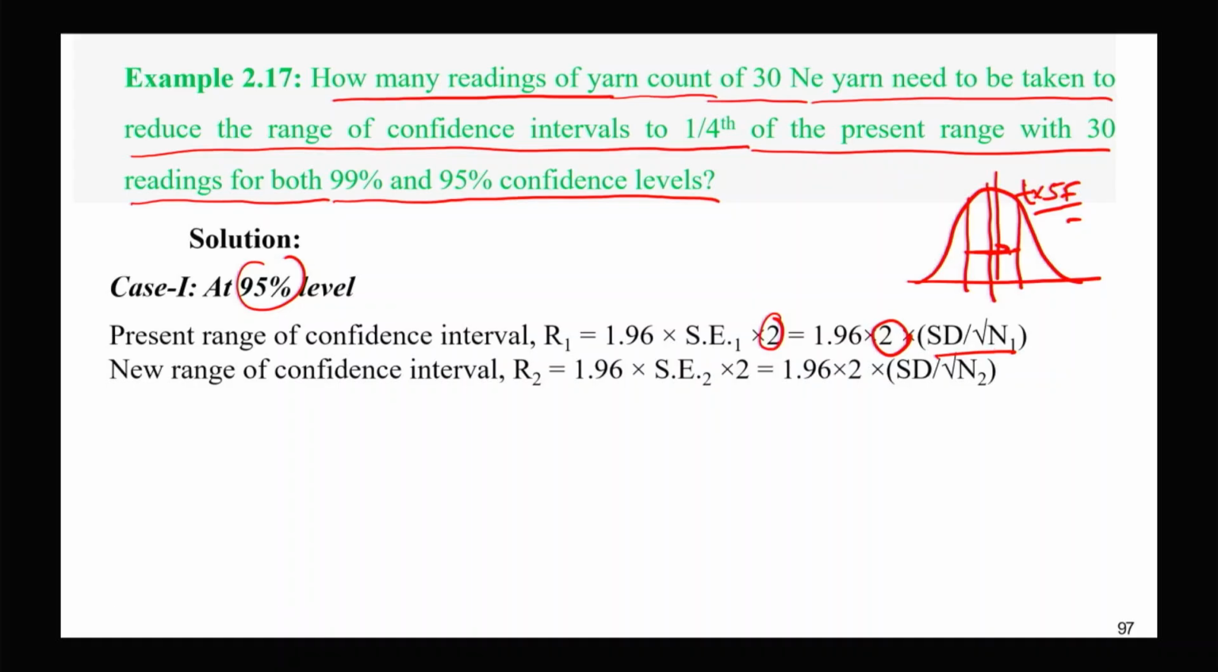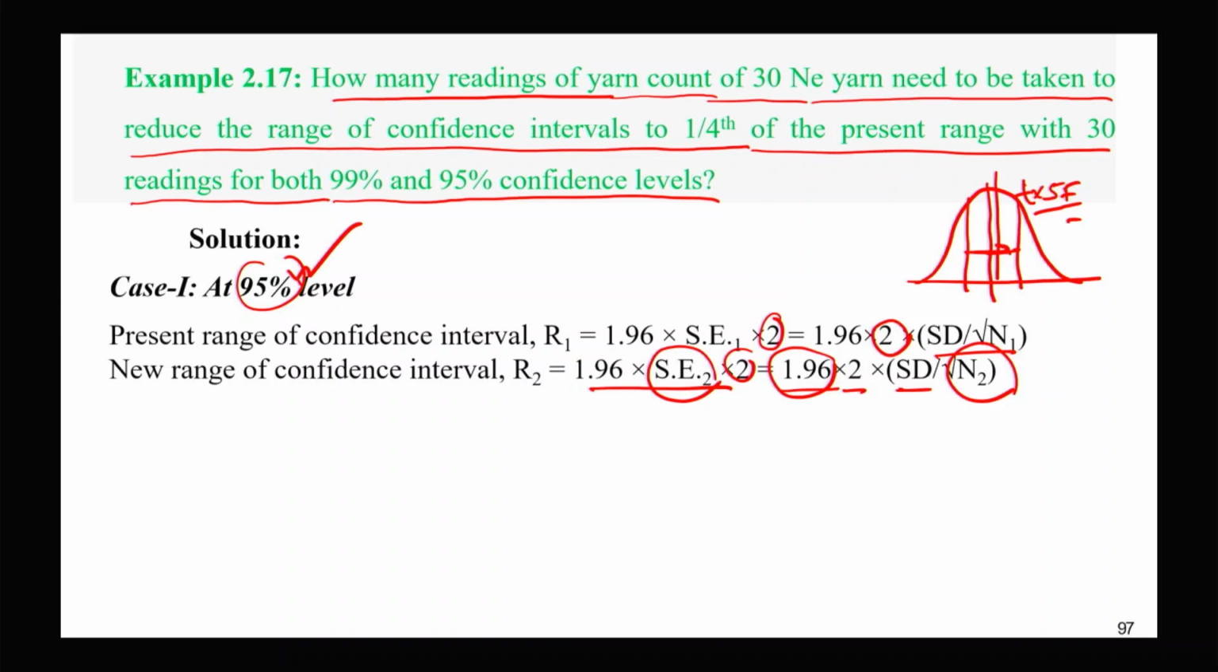And R2, the new range of confidence, will be the standard error of N2, and it will be multiplied by 2 again. So as it is the 95% level, it will be 1.96 into 2 and standard deviation divided by under root N2, where N2 is the new number of samples which is required.